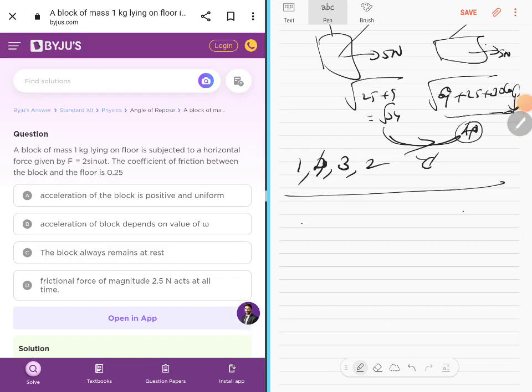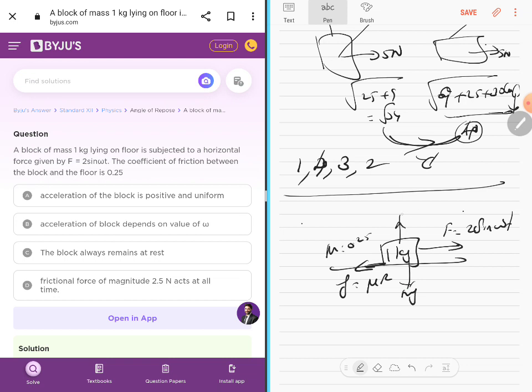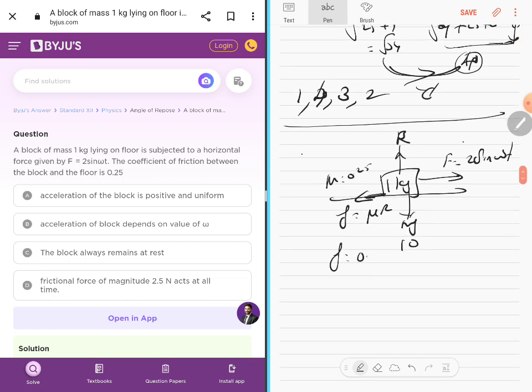The next question is here. A block of mass 1 kg lying on the floor is subjected to a horizontal force of F equals 2 sine omega t. The coefficient of friction between the block and the floor. So if it's going to be subjected in the horizontal direction, the frictional force will be here. And the coefficient of friction, mu, is equal to 0.25. So frictional force is equal to mu into normal reaction. If this is going to be mg, the normal reaction will be, this is 10, the normal reaction will be here, which is also 10. So frictional force is equal to 0.25 into 10. So frictional force is 2.5 Newton.